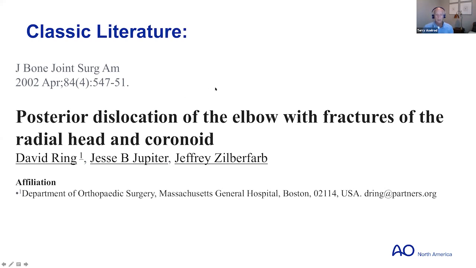This one isn't as much help in terms of management because it actually talks about the terrible prognosis of this injury. I think they had 11 or 12 cases in this series. It wasn't a huge series, but about 80% of them went on to develop post-traumatic arthritis of the elbow. And a few of them required elbow replacements later on and so on. So it's a good reference article.